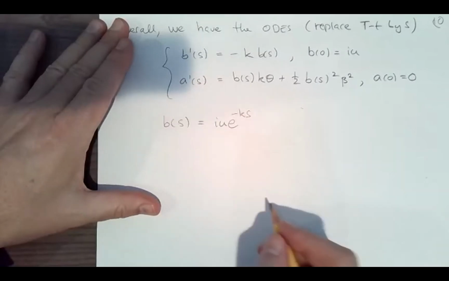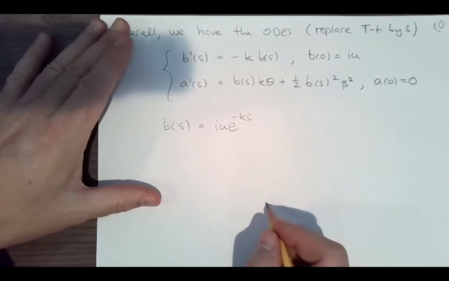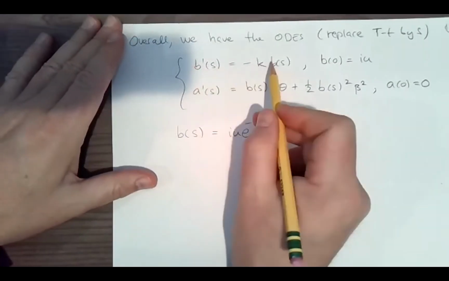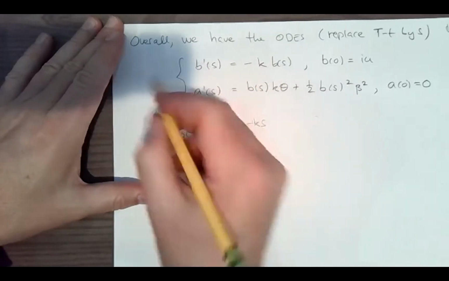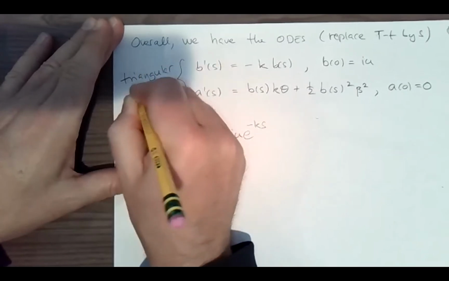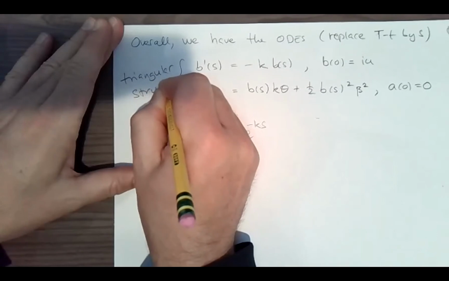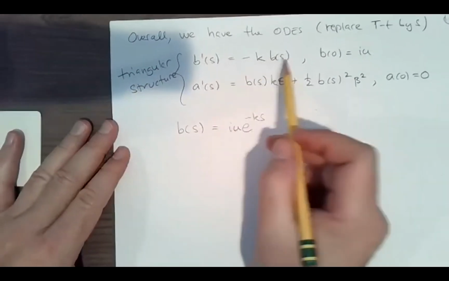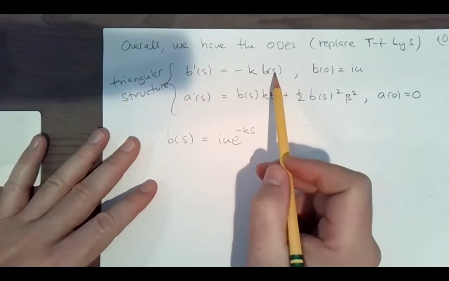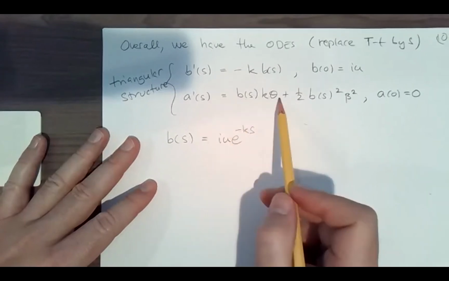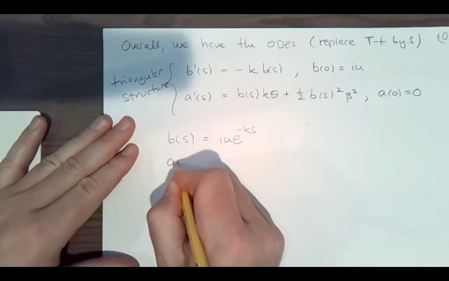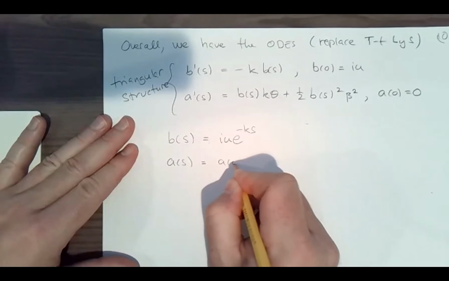And then A, how are we going to get A? Well, this is a feature that you'll see a lot. It decouples because the first one doesn't involve the second one. So this is like a triangular structure. The first one is by itself. It's like that Cholesky factorization we had a few weeks ago. The first one is by itself, and then the second one is in terms of itself and the previous one.